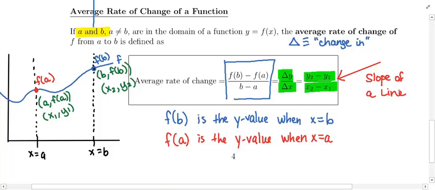In the next example, we're going to compute an average rate of change, and then I'm going to graph it out and show you how to interpret it. It's a little bit confusing because the formula is basically computing the slope of a line, but the function you're dealing with may not be a line. Okay, so let's take a look.